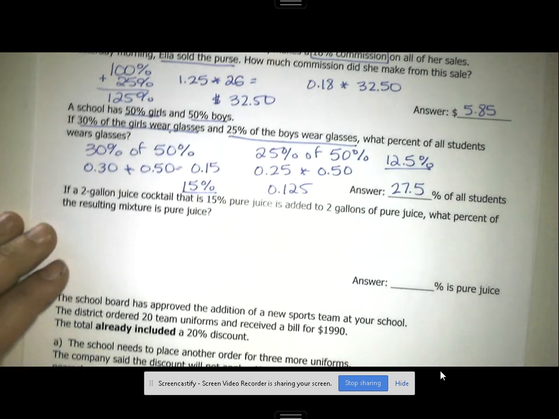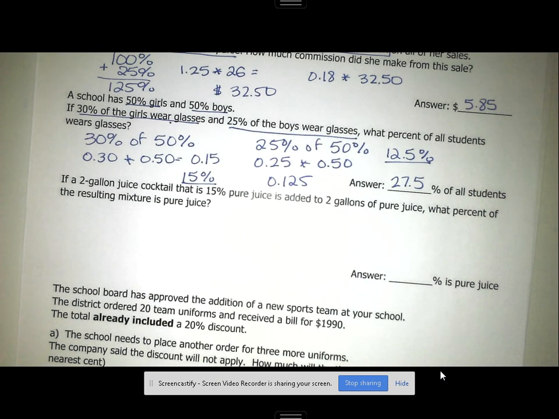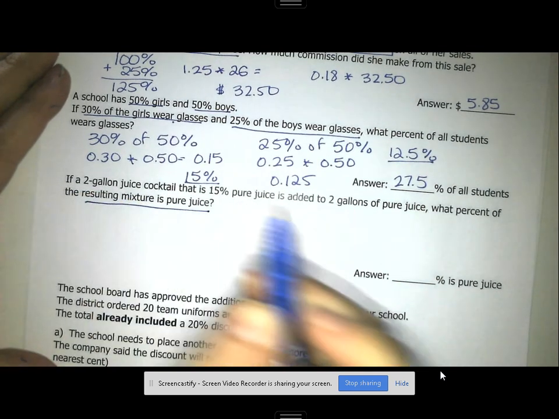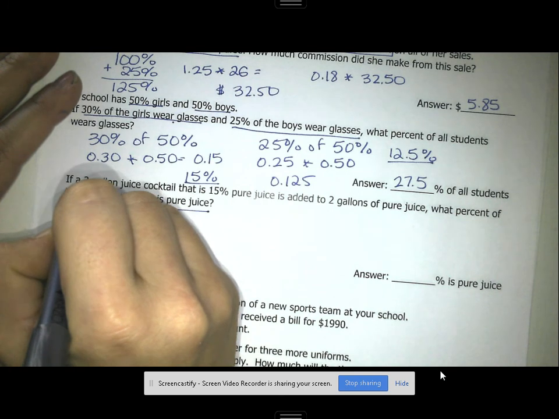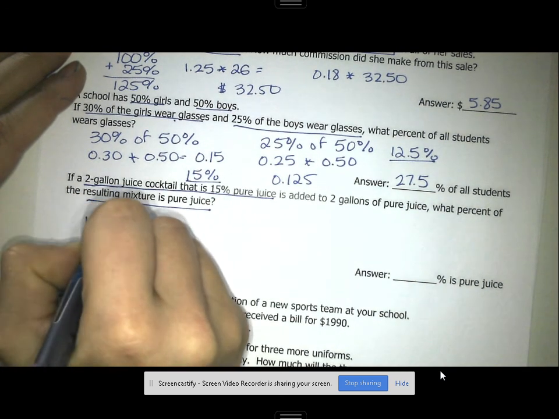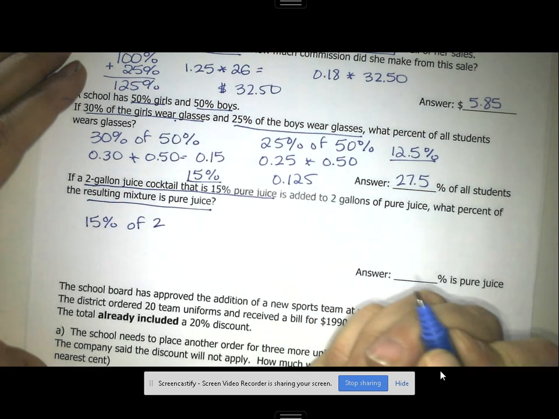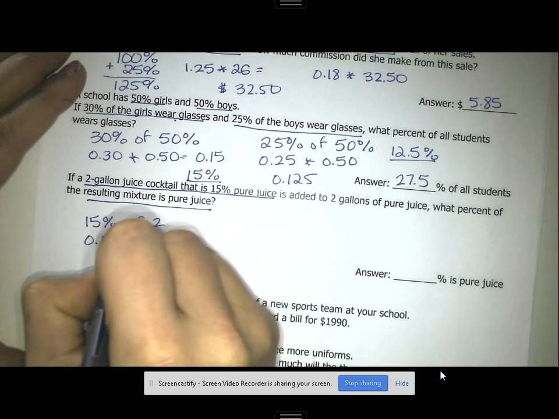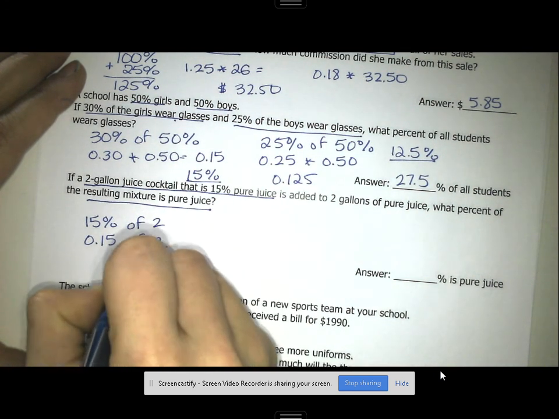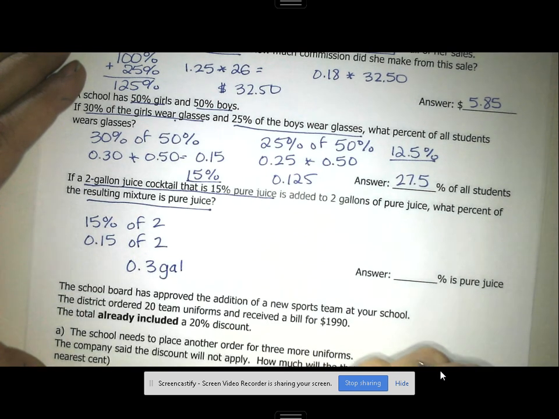Next one. If a 2-gallon juice cocktail that is 15% pure juice is added to 2 gallons of pure juice, what percent of the resulting mixture is pure juice? All right, so we have to find what percent of the resulting mixture is pure juice. So let's start with the first juice cocktail that they gave us that is 15% pure juice. So it's 2 gallons and it's 15% pure juice. So let's find out how much pure juice that is. It's 15% of 2 gallons, which is 0.15 times 2, which is 0.3 of a gallon. So 3/10 of a gallon.